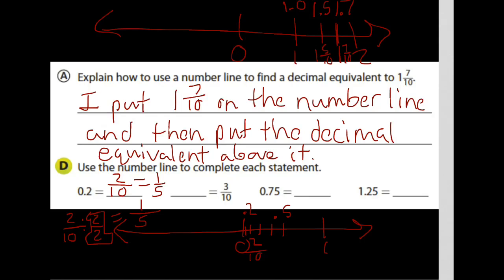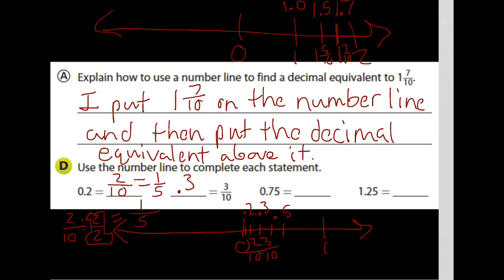So next, I see 3/10 and it wants to know something it's equivalent to. So if I go on the number line on the bottom, 1/10, 2/10, the next one would be 3/10. And if I put above that 3/10, I know that the decimal equivalent is 0.3.